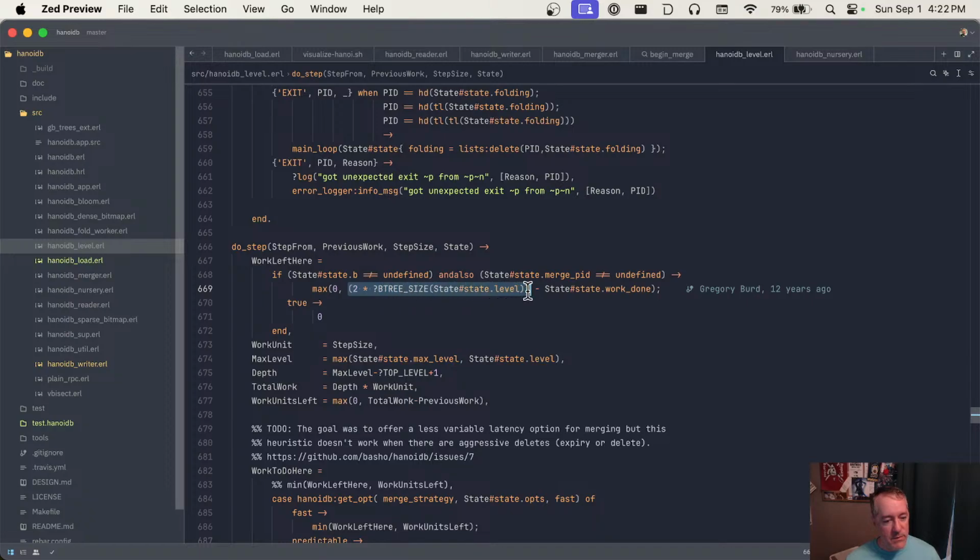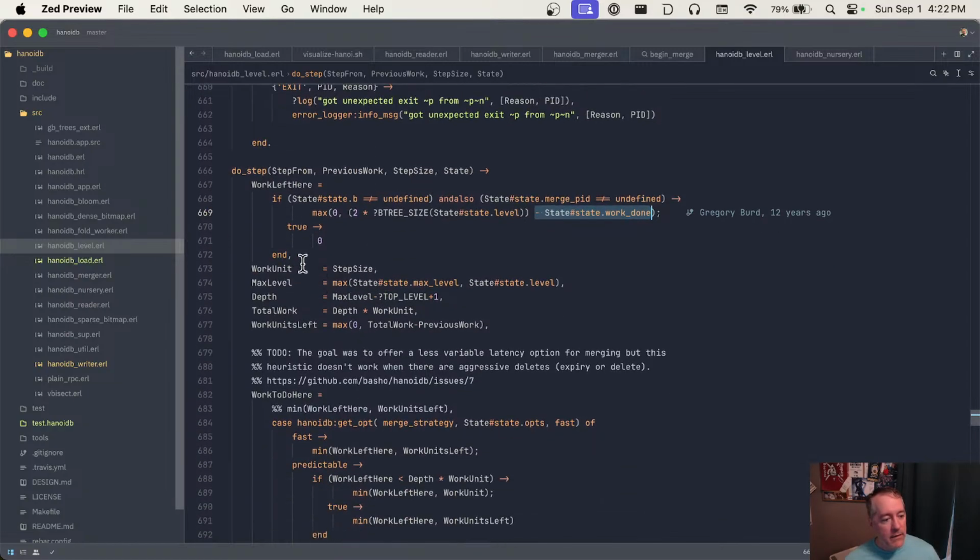And the difference between the size of the next level and how much work has already been done. So I'm guessing that the step here is like 1 key, or in the case where they're equal, it's 2 keys. And I think we saw that in the merger. It's like counting up, right? Okay, so then you've got the work unit is the step size.